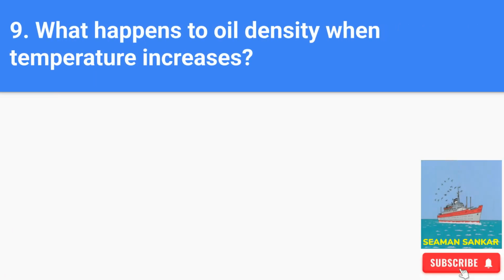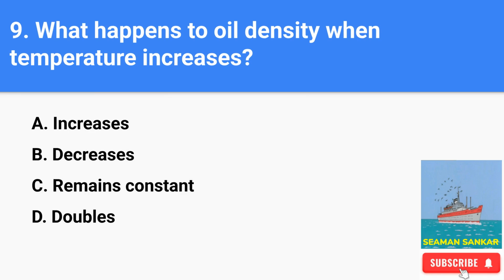Question 9. What happens to oil density when temperature increases? A. Increases. B. Decreases. C. Remains constant. Or D. Doubles. The correct answer is B. Decreases. Oil density reduces as the temperature rises.